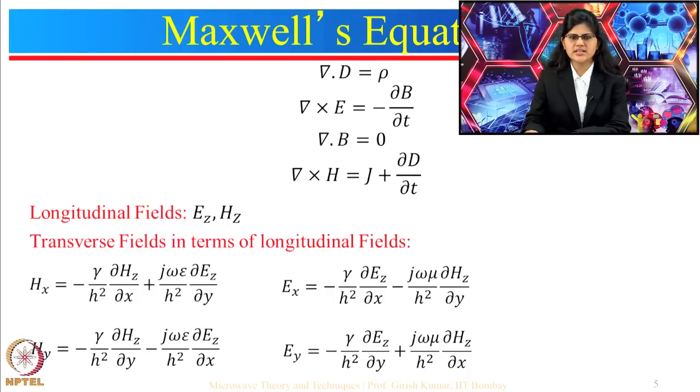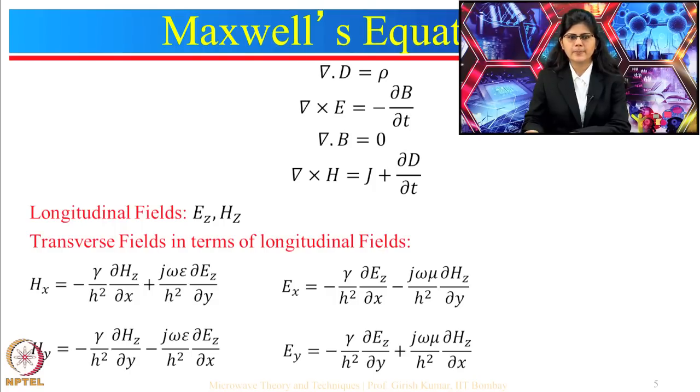And the fourth and last equation is del cross H is equal to J plus partial D by partial t, where J is conduction current density and partial D by partial t is displacement current density. So these are four Maxwell's equations. However, for waveguides, this J term in the last equation will be zero, as we assume that the waveguide is filled with a source free lossless dielectric material. So this J will be zero and the last equation will reduce to del cross H is equal to partial D by partial t.